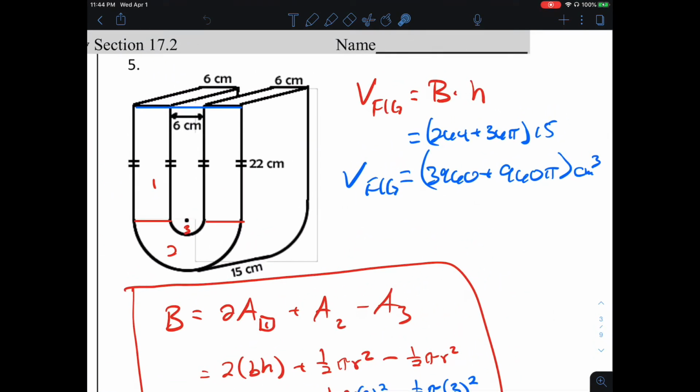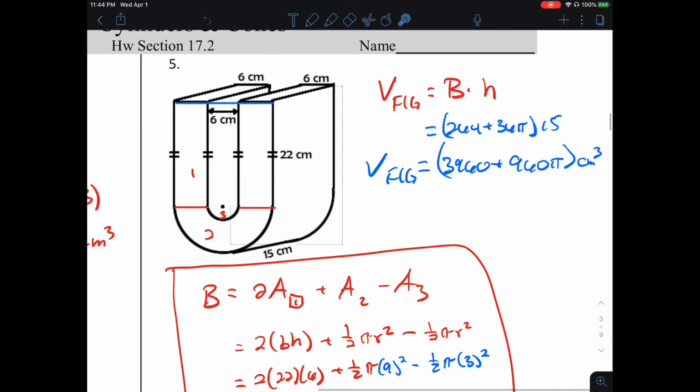Number 5, we have this U-shape fella with this part here in the middle missing. So to find the area of the base, we got this rectangle, and there's 2 of those. They're the same dimensions, 6 by 22. And then we have this semicircle.